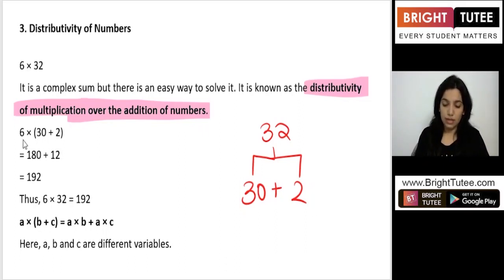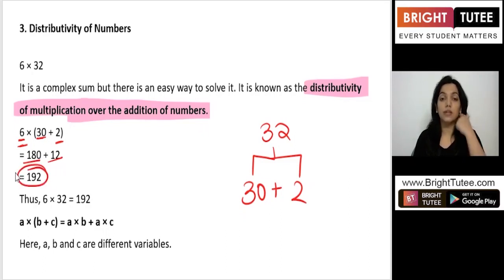Now let us do 6 times (30 plus 2). What will we do? We'll multiply 6 by 30 and then we'll multiply 6 by 2. Okay, so what is 6 times 30? 6 times 30 is 180. What is 6 times 2? It is 12. And if we add them together, we get 192. So we get the answer of 6 times 32 as 192.